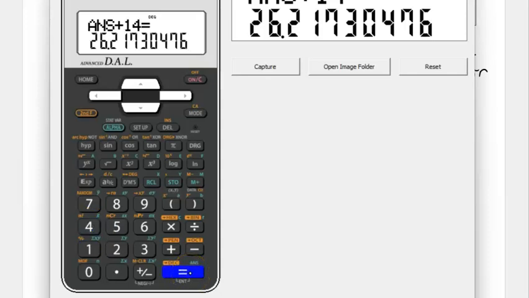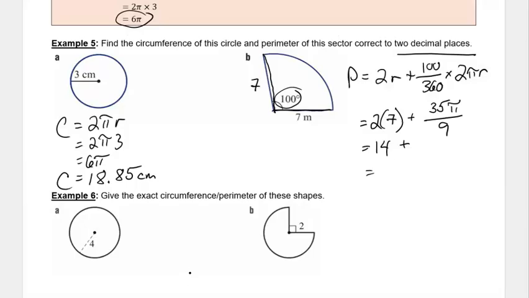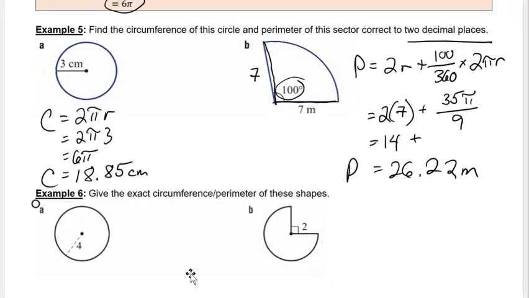So that gives us 26.217, which rounds up to 26.22. So forgive me not writing that in there. And this is where we would put in that it's meters. This one's given in meters.